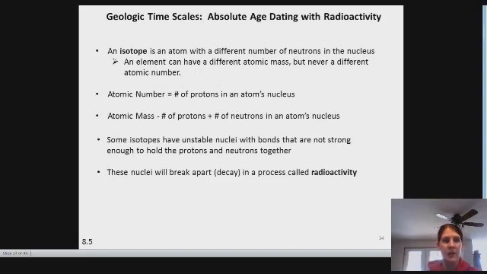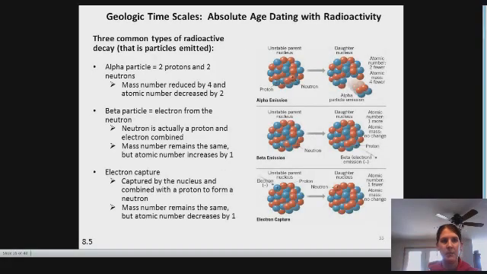An isotope is an atom with a different number of neutrons in the nucleus. An element can have a different atomic mass, but never a different atomic number. Like we said, the atomic number is the number of protons in an atom's nucleus. This is always the same. Now, the atomic mass can vary based on the number of neutrons that are present in an atom's nucleus. Some isotopes have unstable nuclei with bonds that are not strong enough to hold the protons and the neutrons together. These will break apart and decay in a process called radioactivity.